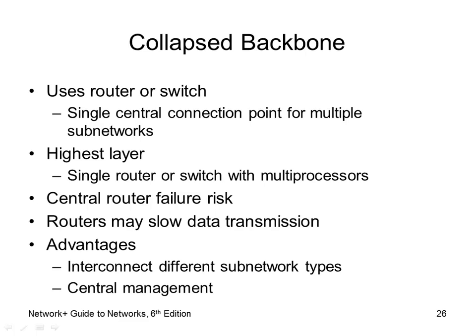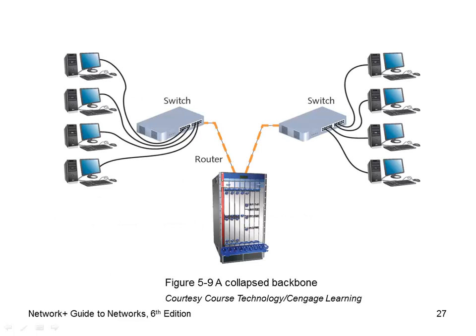A collapsed backbone uses a central connection point for multiple networks. At the highest layer, you have a single router or switch with multiprocessors. There is risk of that central failure, but it also gives central management. And this is an example. This is something kind of like what we have here at BIPSI.